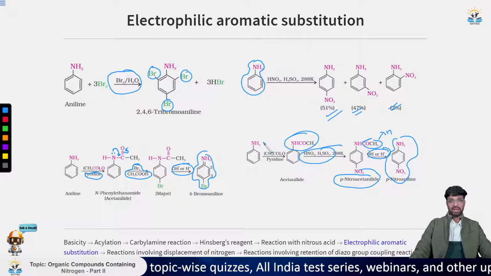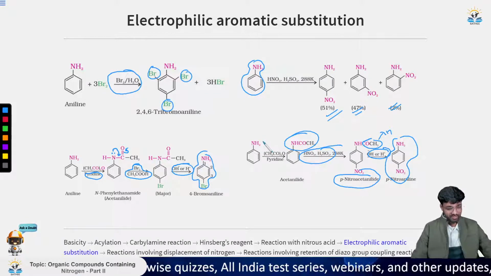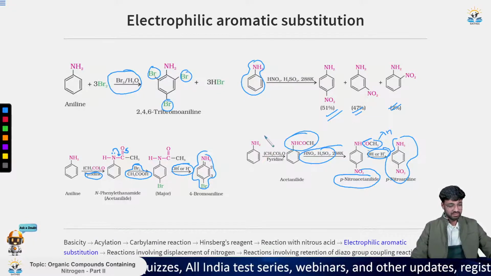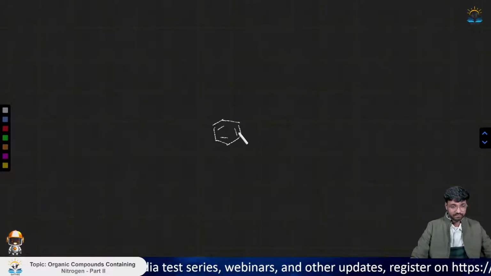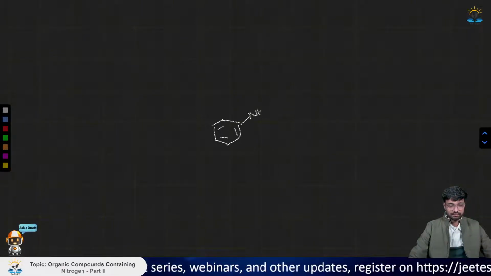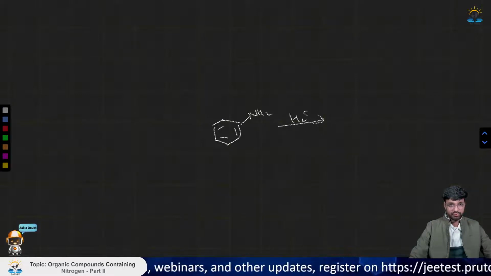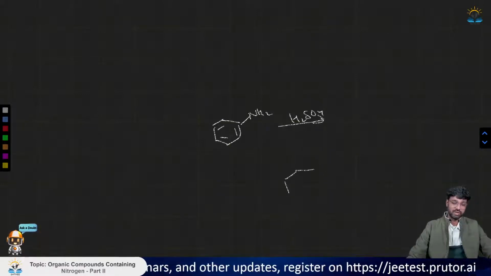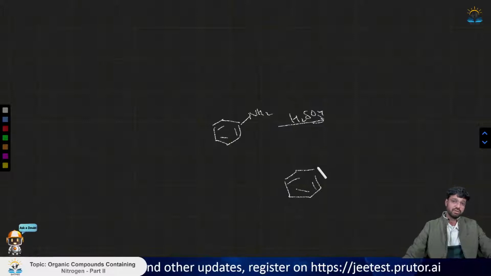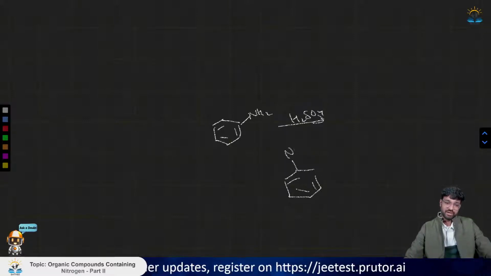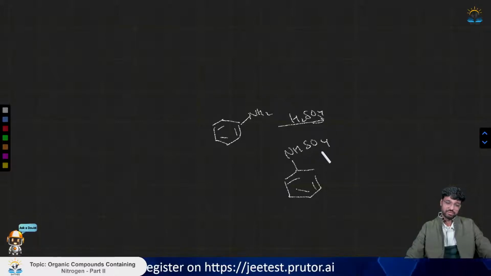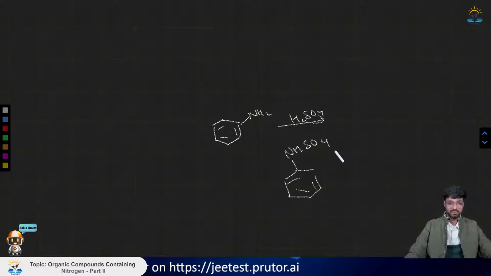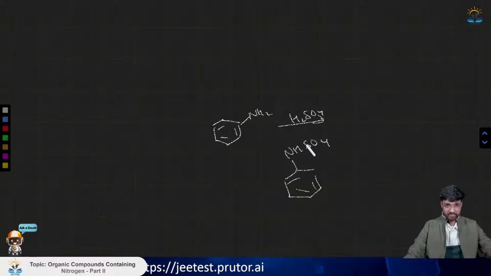So this is about electrophilic aromatic substitution, that is bromination and nitration. Now if you look at the sulfonation, if you use H2SO4, it will not give you simply your sulfonated benzene ring, it will give you an HSO4 kind of substrate. Okay, so it will give you this kind of substrate.